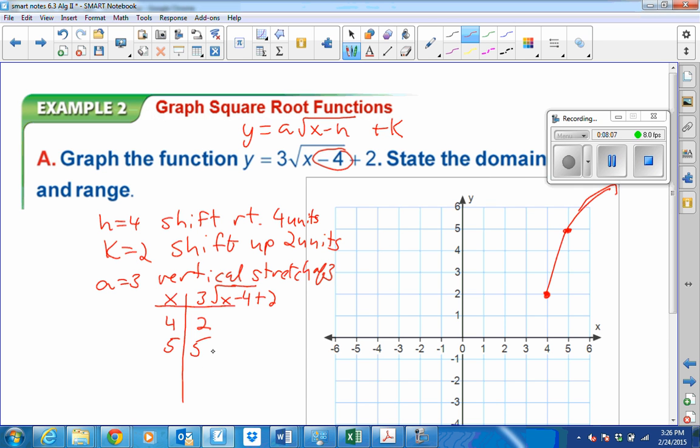The next value of x we'd pick, and it's not going to fall on this graph anymore, is what's going to give us a value of 4 underneath that radical. If we plug in 8 for x, 8 minus 4 is 4, square root of 4 is 2, 3 times 2 is 6, plus 2 is 8. So the point (8, 8) would be up here, and it would go through there. So very tall.